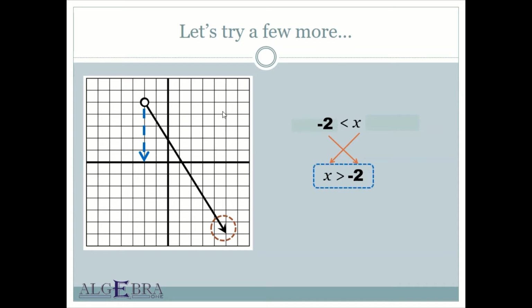Again, I want to check my work. I look at my inequality symbol. Notice how it looks like an arrow pointing to the right. I look at my graph. Do I see an arrow pointing to the right? Yes, I do. So I know that I checked my answer. I know that I'm right. X is anything greater than -2.